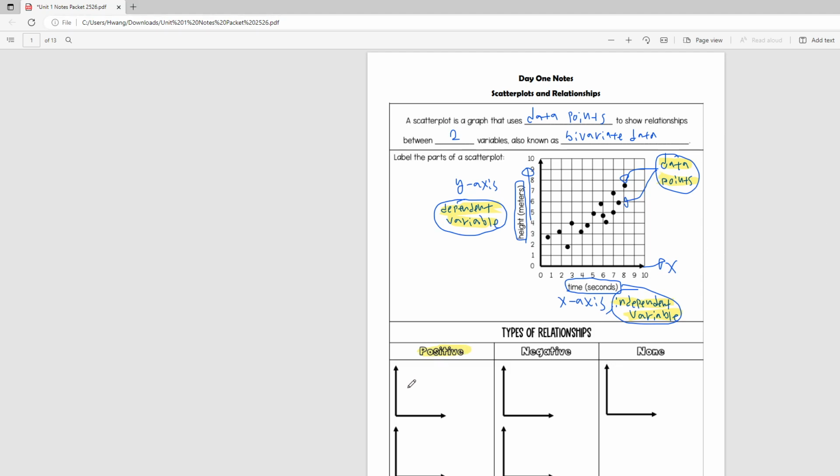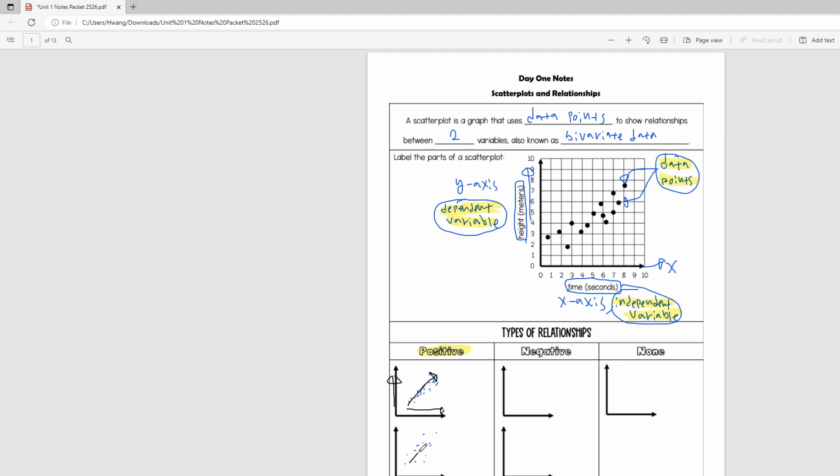A positive relationship is, let me actually show you first before I explain. This is an example of a positive relationship. And this is another example that is also a positive relationship. The common thing that you can observe is that as the independent variable increases, the dependent variable also increases. So it shows a line that goes upwards. That is the definition of a positive relationship.